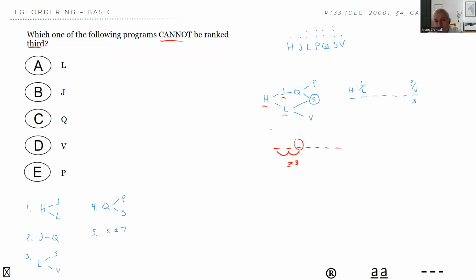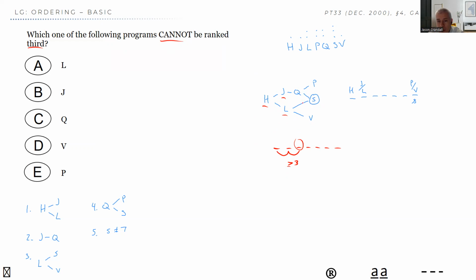So let's take a look at our variables and think through which ones have more than three things to the left of them. Obviously, H has 0 to the left of it. J has 1, L has 1. Q has two things to its left, so Q could go as early as third. V also has two things to its left on the chains that it's part of, so it could go as early as third. S has four things to its left, right?